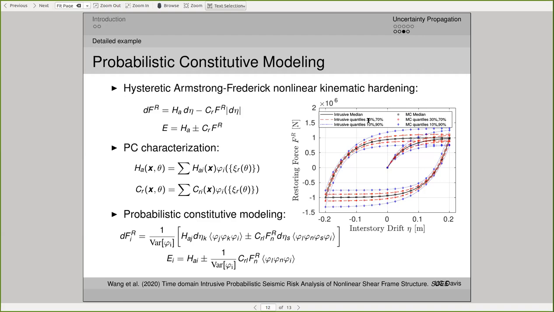Here I'm showing you the probabilistic response of the hysteretic behavior calculated by Monte Carlo simulation and calculated by this direct probabilistic constitutive modeling. As you can see, they match pretty well. But please note that in this case, the constitutive modeling directly by polynomial chaos and the Galerkin projection is at least 1,000 times faster than the Monte Carlo simulation.